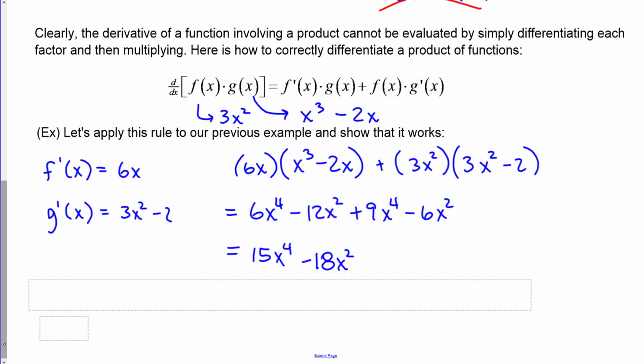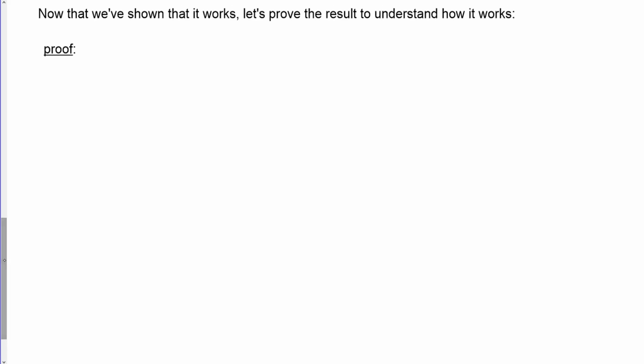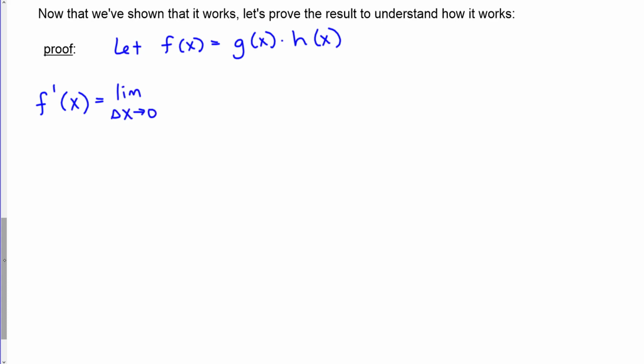Secondly, why does it work? Well, let's do a proof and try to establish the reason why it works. Now this proof will take a little bit of time, so let's just kind of get comfortable here and see how it works out. We'll begin by letting f of x be the product of two functions. I'll call them g of x and h of x. So the derivative of f of x we would know to be the limit as delta x goes to 0, f of x plus delta x minus f of x all over delta x. That's well established as the definition of a derivative using limits.